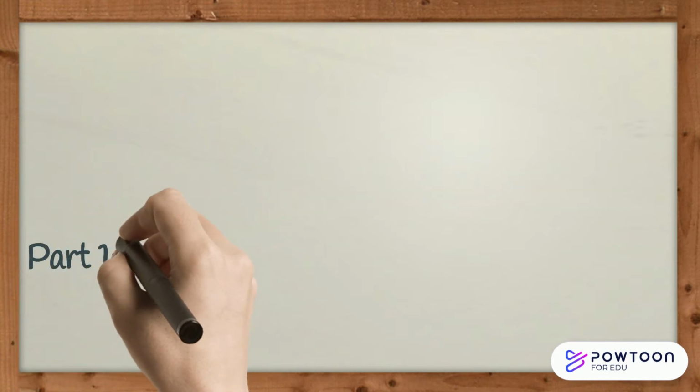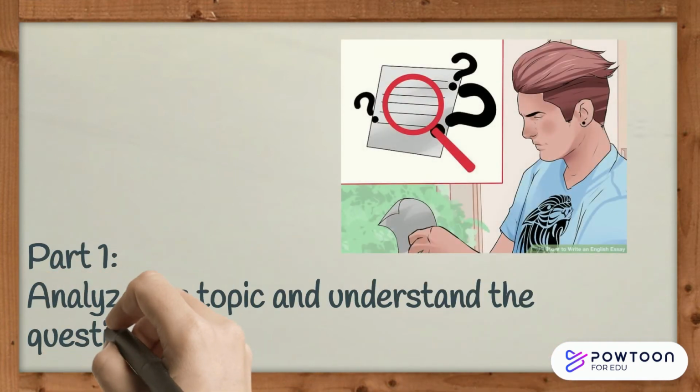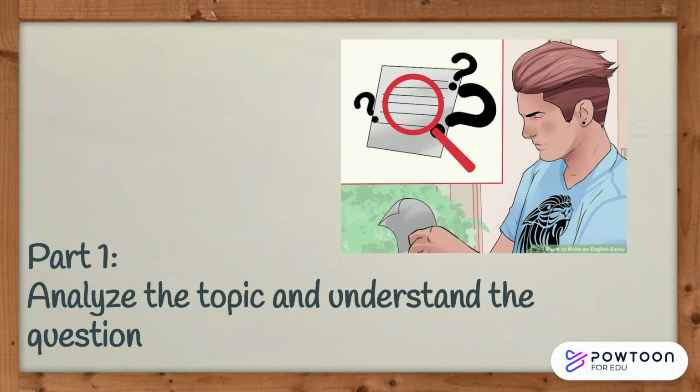Part 1 is analyze the topic and understand the question. You have to take a lot of time and think about what the question is actually asking you to do. You should underline the keywords such as describe, propose, or argue. You should also underline the main ideas or themes such as family, freedom, etc.